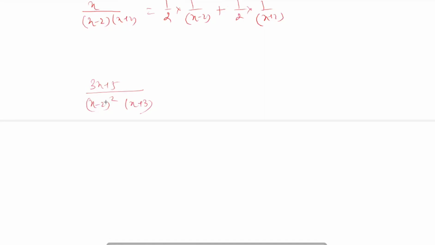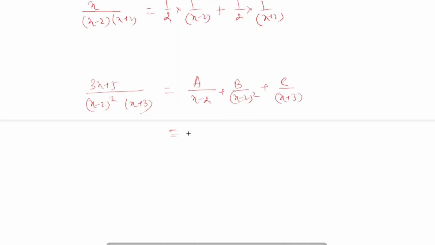Now, as I said, this is a repeated factor. So we'll have to write A upon x minus 2 plus B upon (x minus 2) whole squared plus C upon x plus 3. What we need to do is find out what A, B, C are.